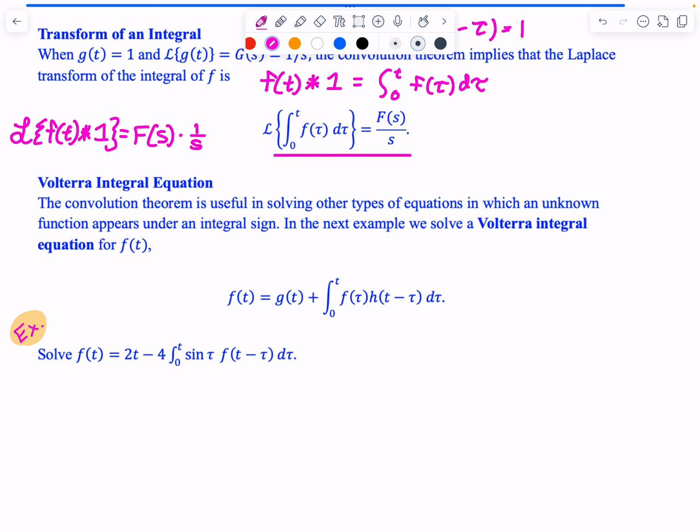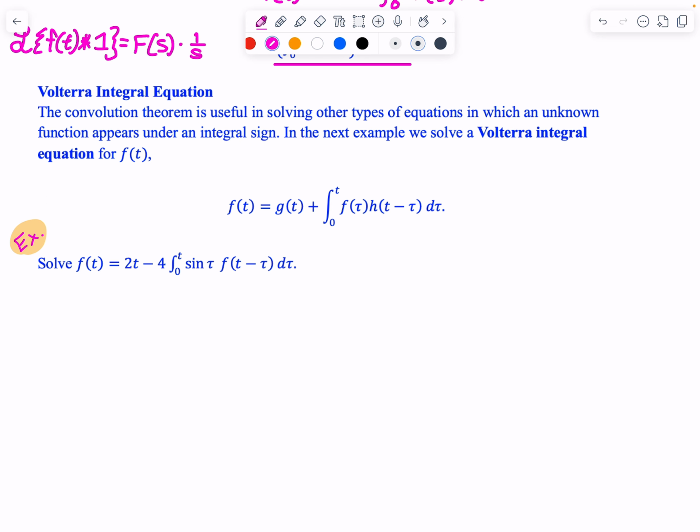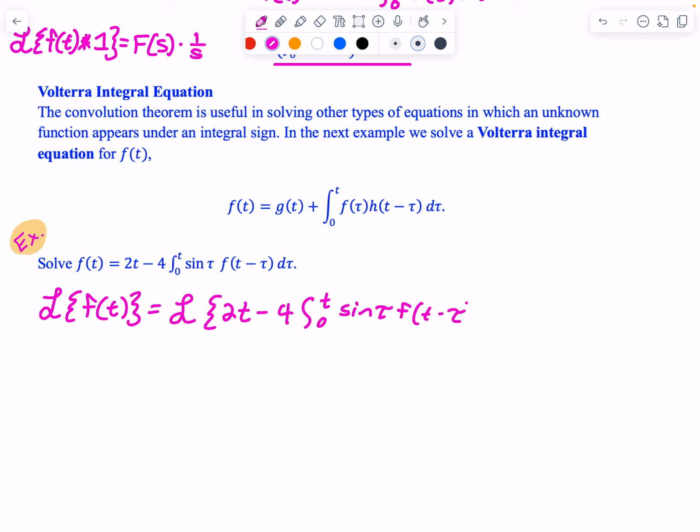All right, so they gave us: solve f(t) equals 2t minus 4 times that integral of sin(τ) f(t minus τ). So we're going to use Laplace. I'm going to take the Laplace of f(t), and then the Laplace of everything on this side. What makes this kind of tough is that we're solving for f(t). We have to find that function. Not only do they define f(t) equals something, but f(t) is also defined with the integral of itself, which is kind of weird.